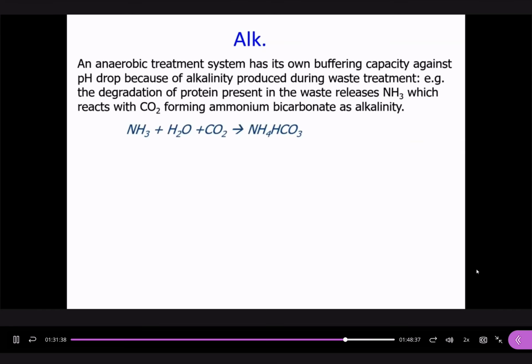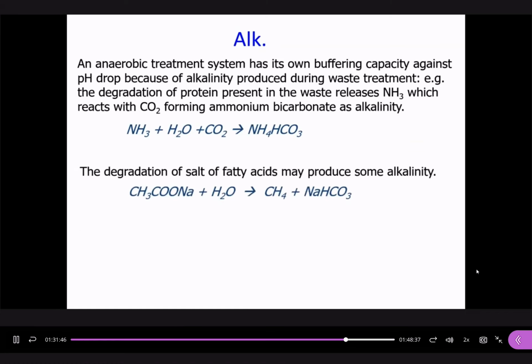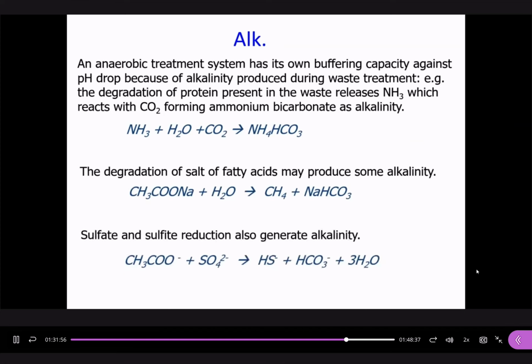Degradation of protein produces ammonia, which reacts with CO2, forming ammonium bicarbonate as alkalinity. The degradation of salts of fatty acids may produce some alkalinity as well, the bicarbonate. Sulfate and sulfide reduction also generate some alkalinity. The capacity to buffer pH drop.